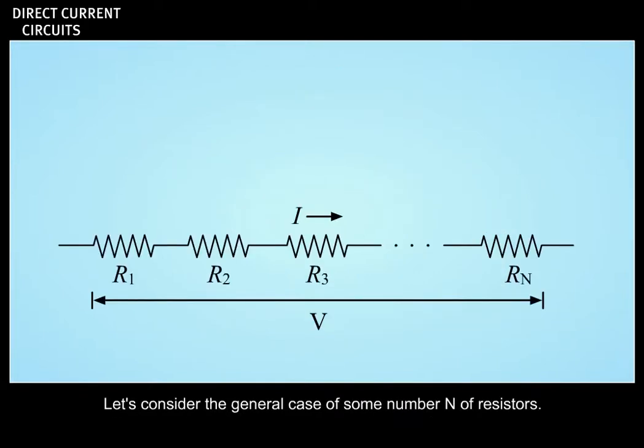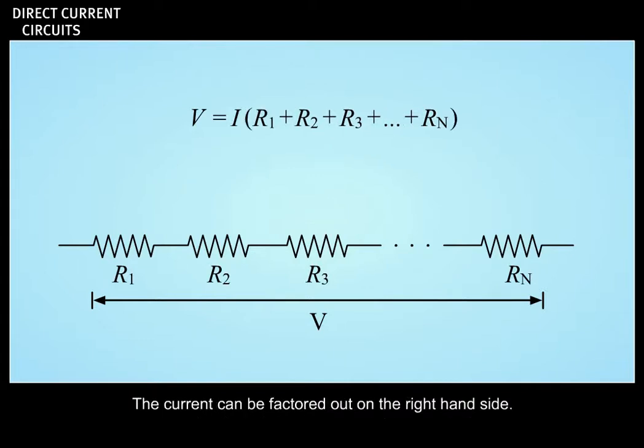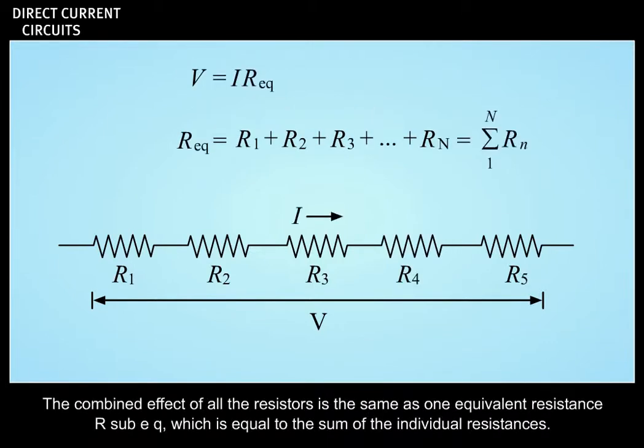Let's consider the general case of some number n of resistors. The voltage across each resistor is the current times the resistance of that resistor. The current can be factored out on the right-hand side. The combined effect of all the resistors is the same as one equivalent resistance R sub EQ, which is equal to the sum of the individual resistances.